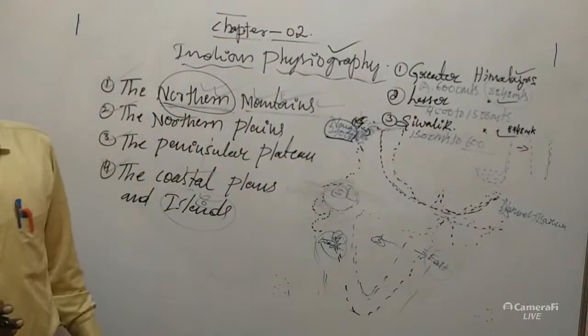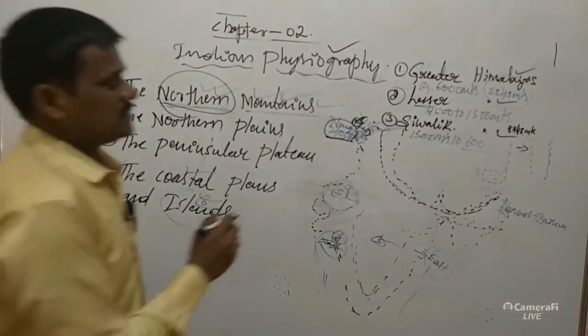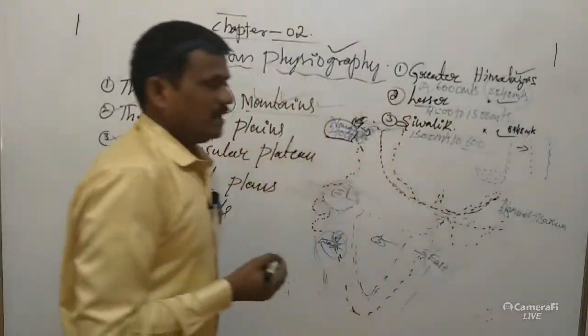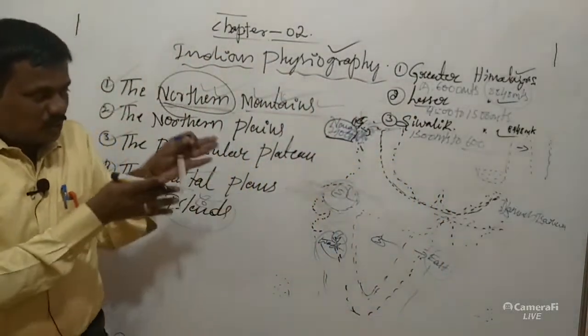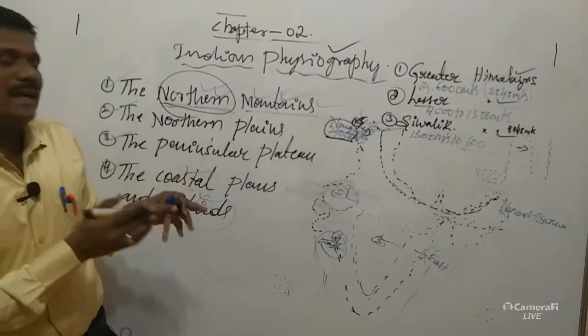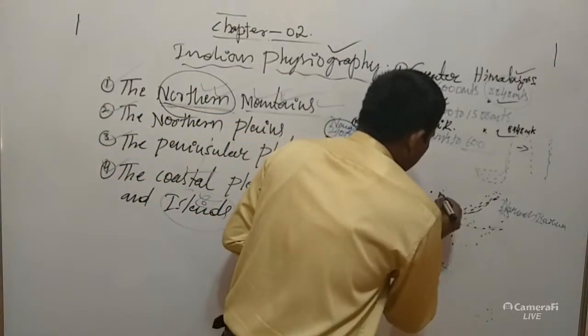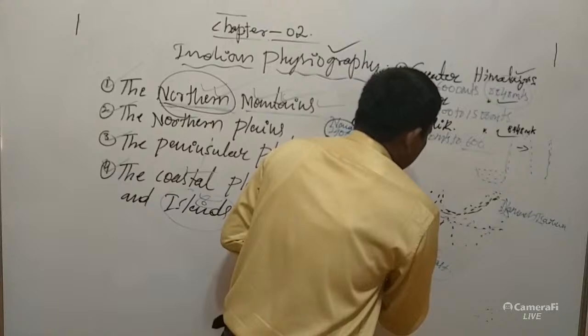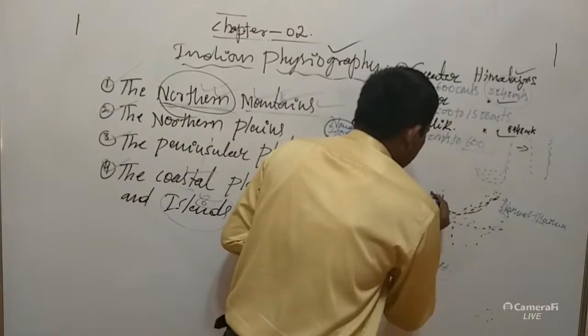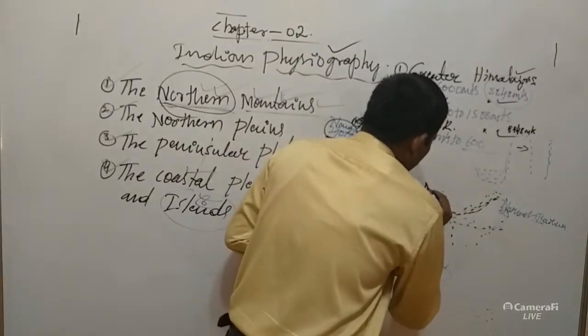Sir, where is it located? It is between India and Nepal, the two countries, and Tibet and Nepal. Where are Tibet and Nepal? Near Sikkim, Tibet is here and Nepal is here, and in between is Mount Everest.